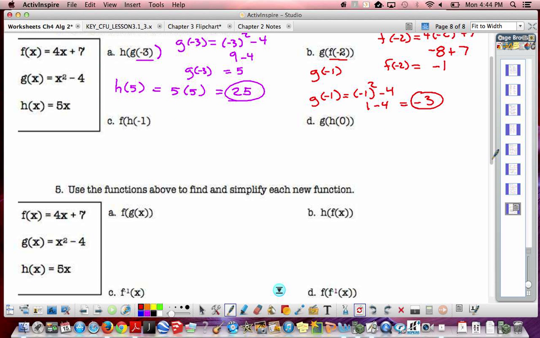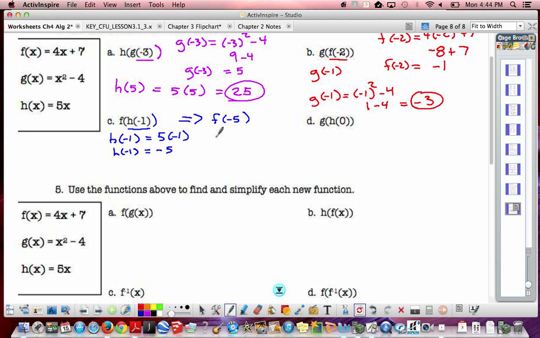All right, C. Just want to close that out. I want to find h of negative 1 first. H of negative 1 is 5 times negative 1, or that is negative 5. So I'm going to replace the h of negative 1 here with negative 5. So what I'm really trying to look for is f of negative 5.